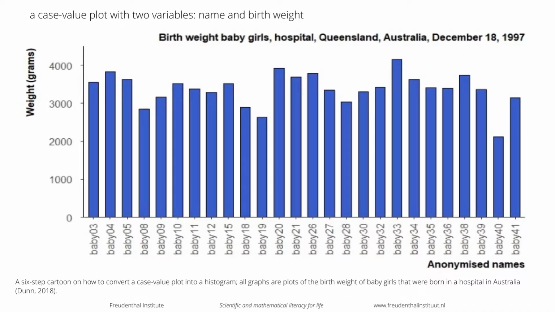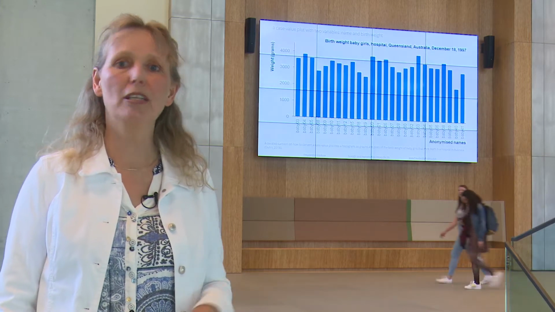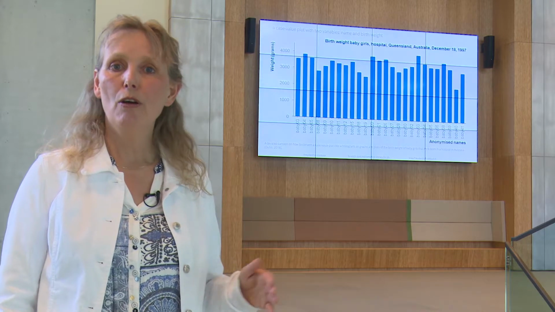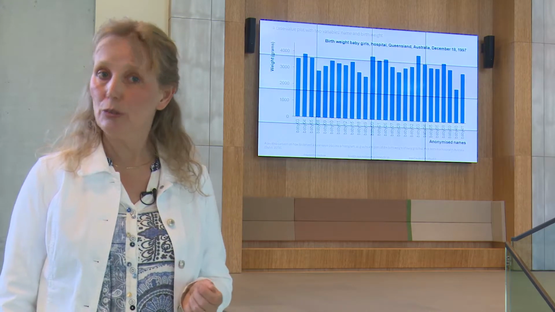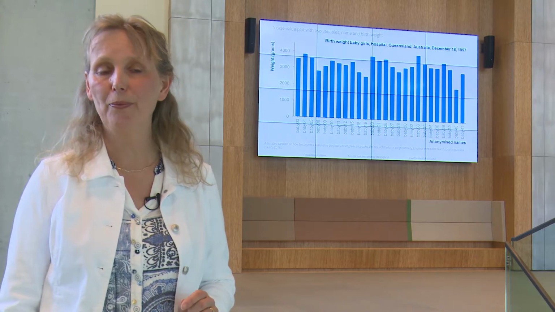Most people will agree that this case value plot has two variables, name and weight. It's called a case value plot because every case has its own bar, thus weight. Note that the ordering of the bars can be done in whatever way you like, alphabetically by name, from lowest bar to highest, and so on. This is due to the measurement level of the names, which is nominal.